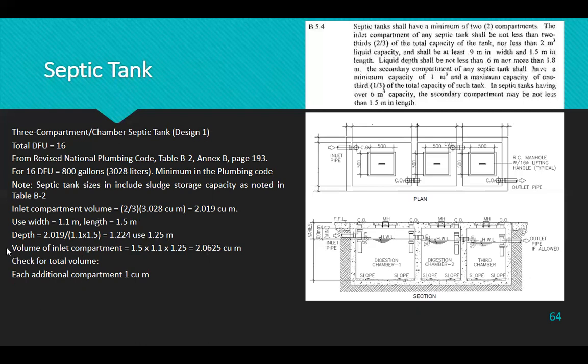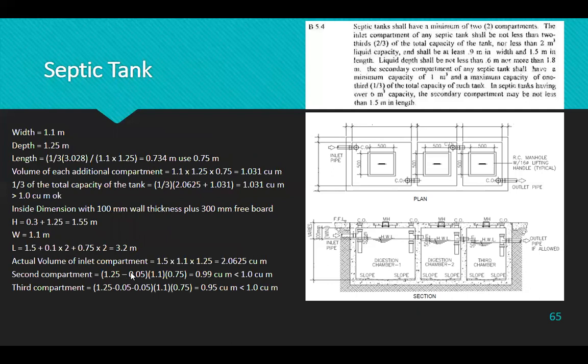So volume of inlet compartment is 1.5 times 1.1 times 1.25 is 2.0625. Okay. Still greater than 2 cubic meter. Check for total volume. Each additional compartment is 1 cubic meter. Width is 1.1 meter. Depth is 1.25. Length is 1/3 of 3.025 over 1.1 times 1.25 is 0.734. Use 0.75.